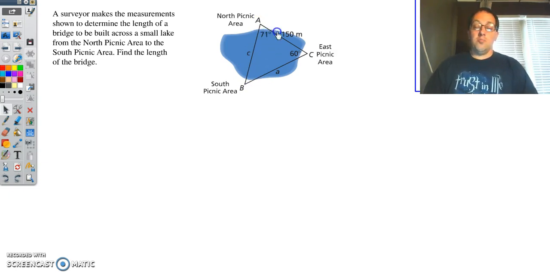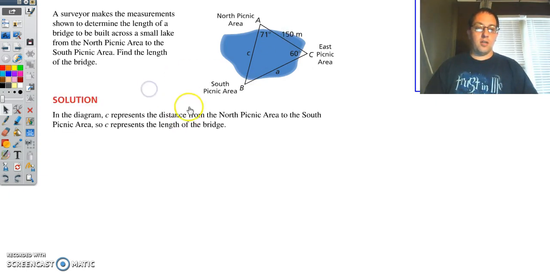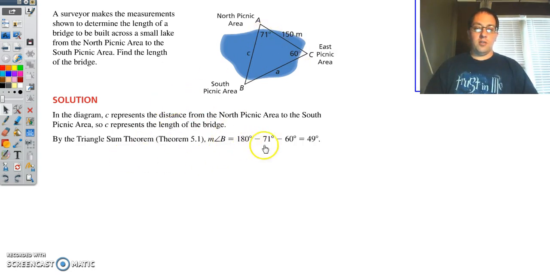So, law of sines, right? Got to solve for that distance. But notice we don't have any angles, any sides opposite each other. So that's a problem. However, we do know two angles. And if we know two angles, we can find that third angle. So we can find angle B, which is opposite the 150 meters. All right? And so we do that. We are going to add those up and subtract from 180. So there it is. Angle B has a measure of 49 degrees.